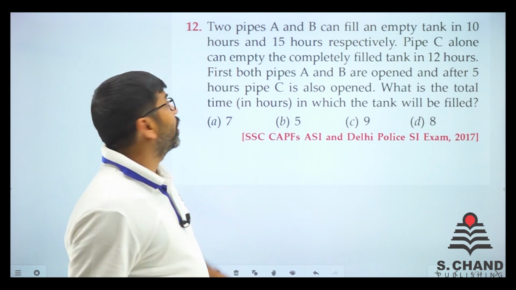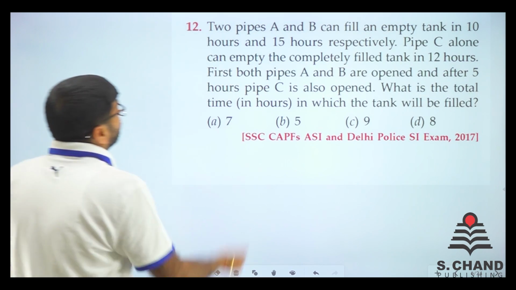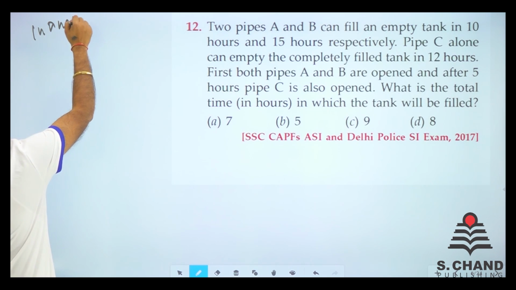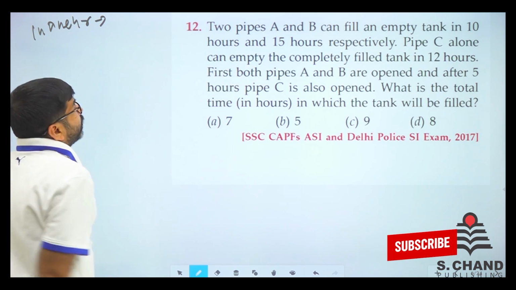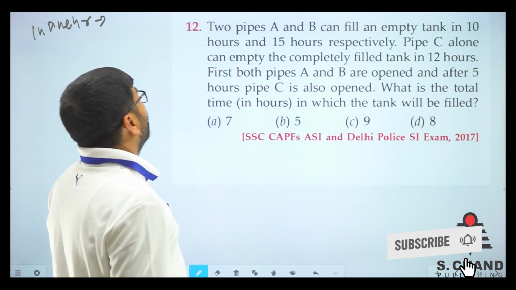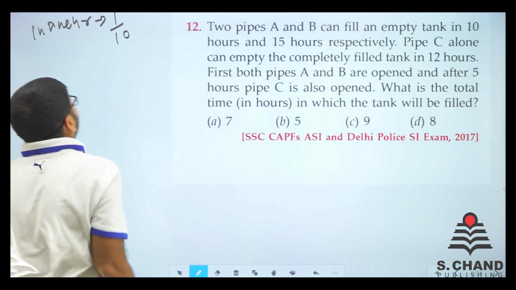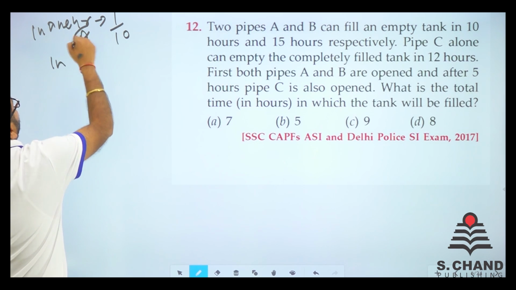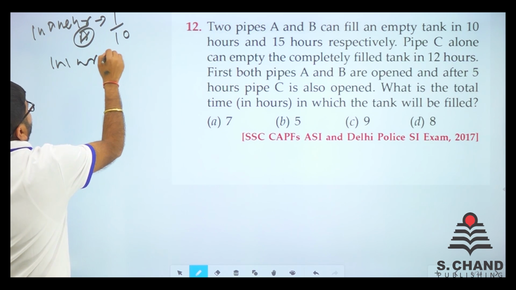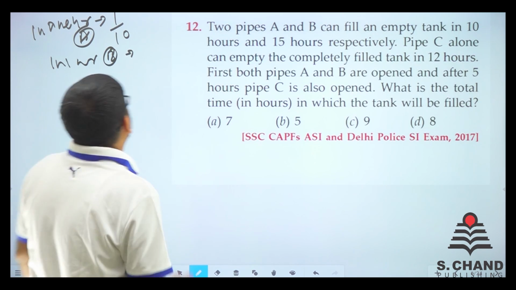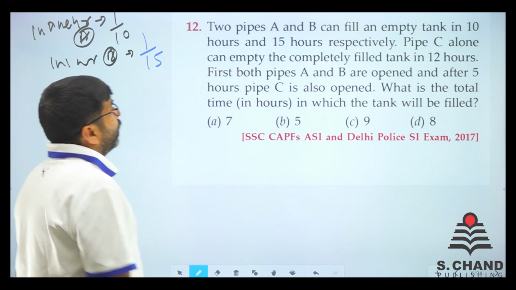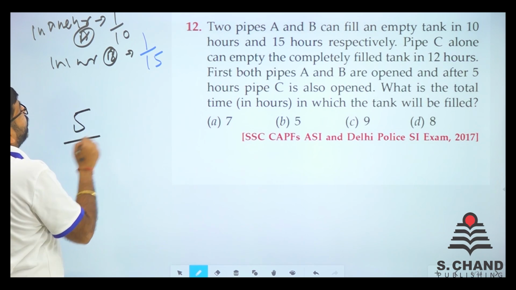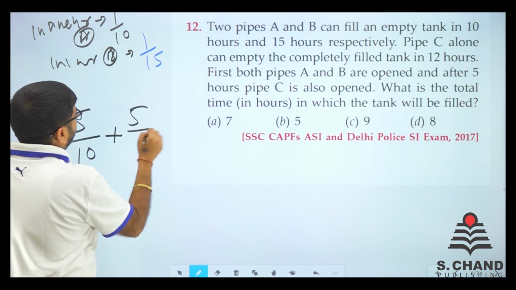So, let's do two pipes A and B. See, pipe A will work for 1 hour. So, in 1 hour, the total work done, that is totally filled, is like 1 by 10 part of the tank. Now this is A. In 1 hour, B will fill 1 by 15 part, right? So when they are open for 5 hours, in 5 hours, 5 by 10 plus 5 by 15, right?